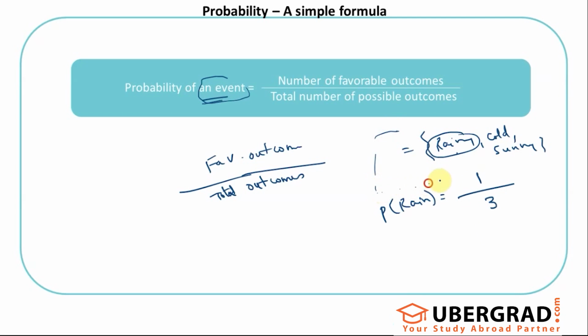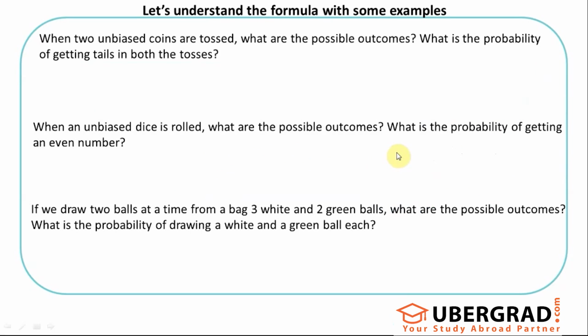This is a very rudimentary thing. I agree that this is not how you calculate probability in real rain situations, but that's okay. Just to give you a gist of it, I have given you an example. So let's get to some examples so we can understand this formula better.